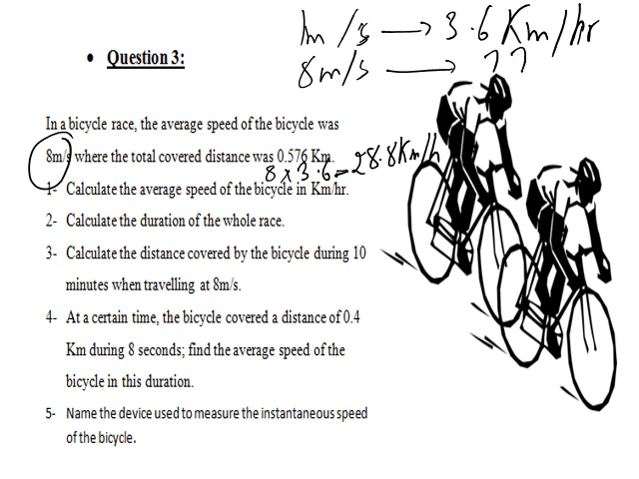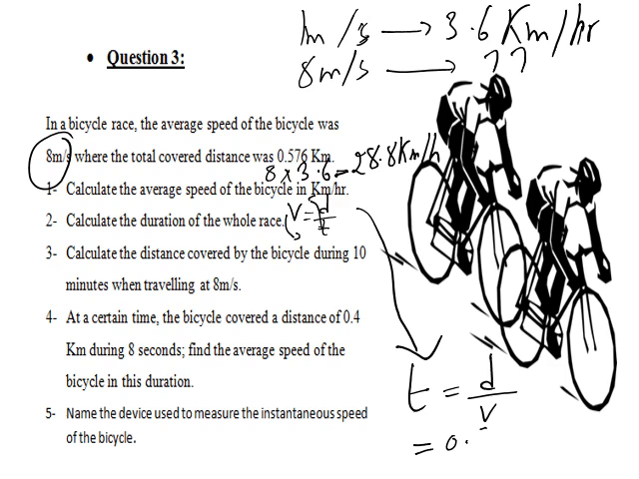Calculate the duration of the whole race. All of you know that V is equal to D over T. I want to calculate the duration. This goes up and this goes down. So T is equal to D over V. I have the distance here. Distance is 0.576 kilometer over velocity, which is 28.8 kilometer per hour. So this is going to be 0.02 hours. Even though you can calculate it another way, you can calculate it in meter per second if you want, and the time is going to be in seconds, the same way.